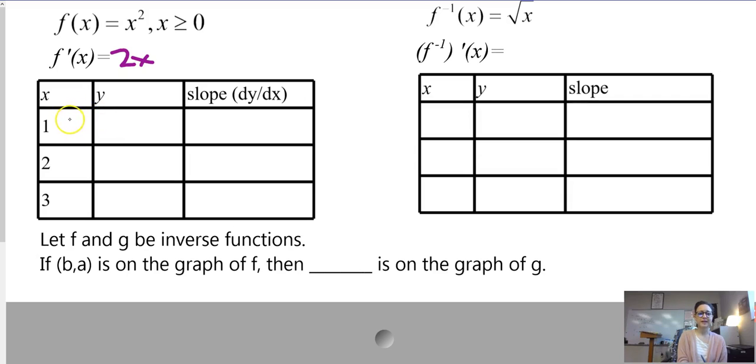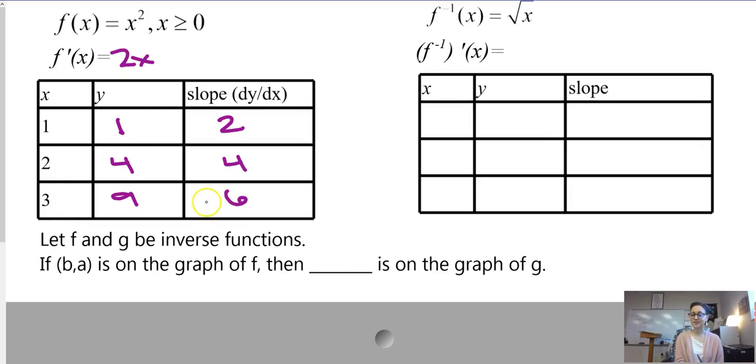When x is 1, if I plug 1 in here, I'm going to get 1 squared, which is 1, and then the slope dy dx, if I plug that into 2x, I get 2, right? And then for x is 2, when I plug 2 into the original, 2 squared is 4, and then plugging 2 into f prime, 2 times 2 is also 4, okay? f of 3 is going to be 9, f prime of 3 is going to be 6, okay?